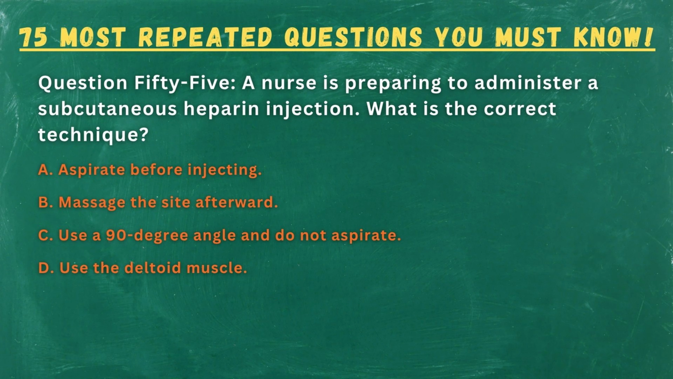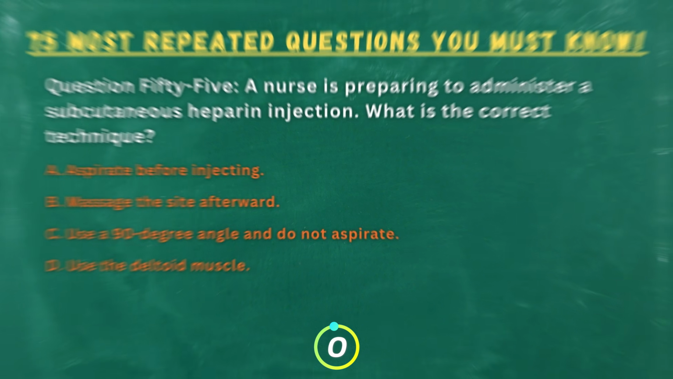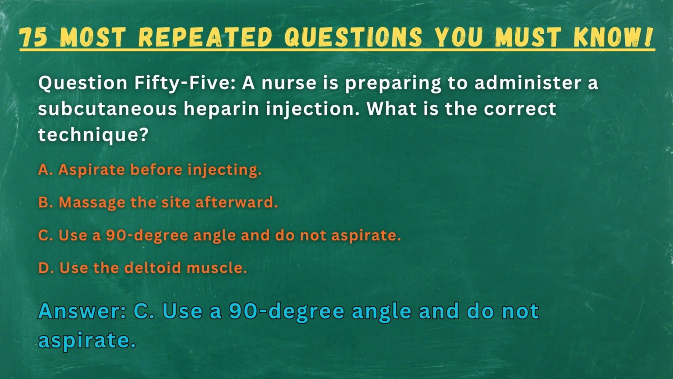Question 55. A nurse is preparing to administer a subcutaneous heparin injection. What is the correct technique? A. Aspirate before injecting. B. Massage the site afterward. C. Use a 90-degree angle and do not aspirate. D. Use the deltoid muscle. Answer, C. Use a 90-degree angle and do not aspirate.